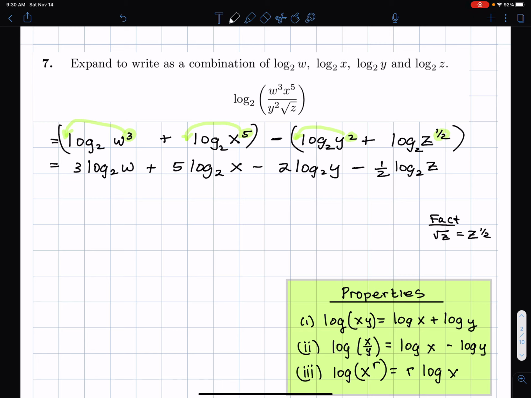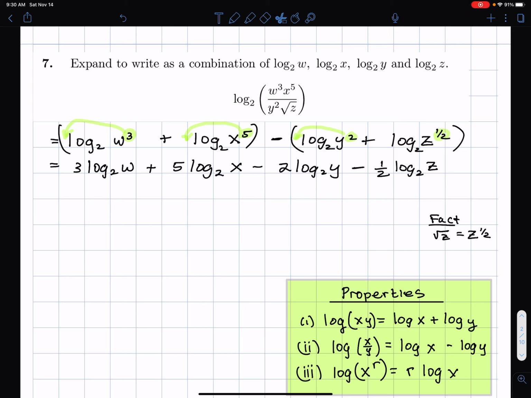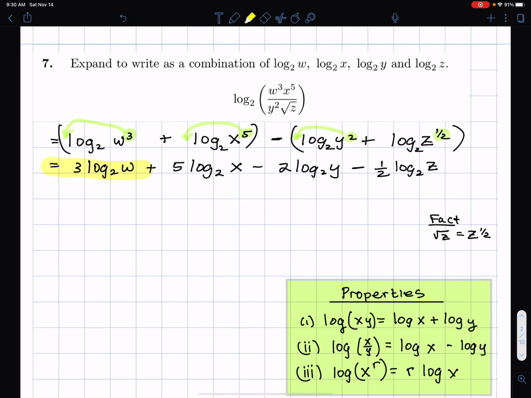Actually, maybe I should have done that from the beginning, but show more work. But still, the numerator breaks up: w to the third, x to the fifth. That breaks up in log base 2 above as a sum. Then I use property 2, where I have this fraction and this difference, so it's minus, but the denominator has a product, so I break that into a sum, and then the negative distributes through. So on this problem, the answer is what I have down here.